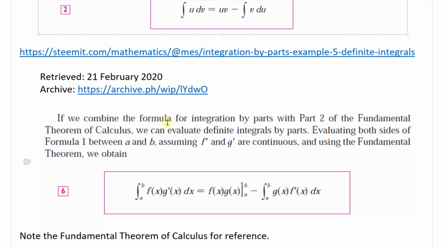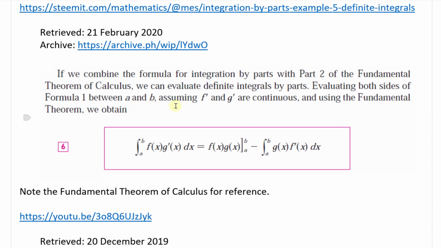Lastly, if we combine the formula for integration by parts with part 2 of the fundamental theorem of calculus, that's for definite integrals. This one's indefinite; definite just means you're getting exact values from a to b. So we can evaluate definite integrals by parts, evaluating both sides of formula 1 between a and b, assuming f prime and g prime are continuous, and using the fundamental theorem, we obtain the integral from a to b of f of x times g prime of x dx equals f of x times g of x evaluated from a to b, minus the integral from a to b of g of x times f prime of x dx.